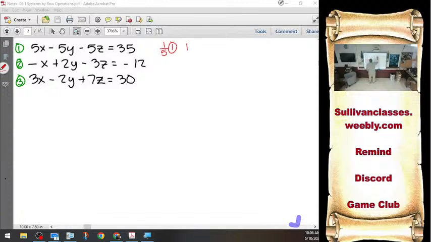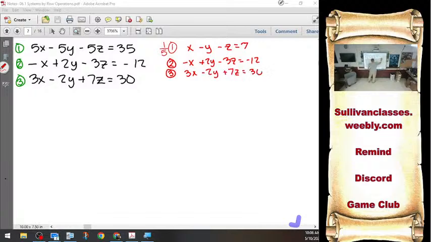So 1x, oh wait, I was just doing matrices and I'm all discombobulated now. I got to go back to the beginning. x minus y minus z is 7. Now I'm not going to do anything with these yet. So I've got equation 2: 2y minus 3z is negative 12. 3x minus 2y plus 7z is 30. Actually, now that I think about it, y'all might get some brownie points off me just by trying to revert back to matrices.